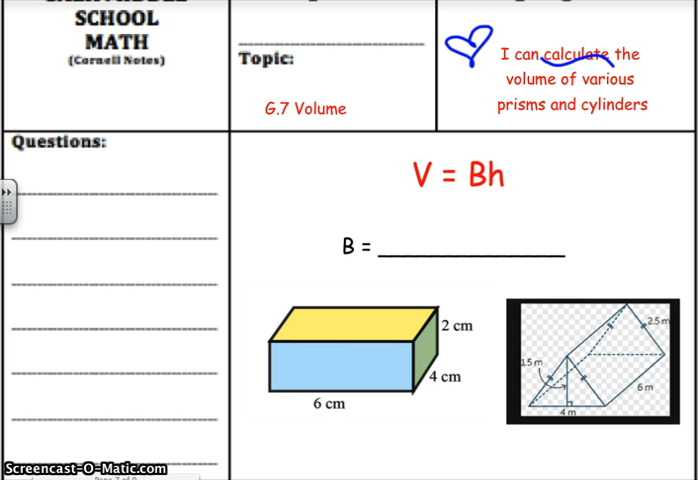So volume is equal to big B times H. What do you think big B means? Area of base. Yep, big B is equal to the area of the base.